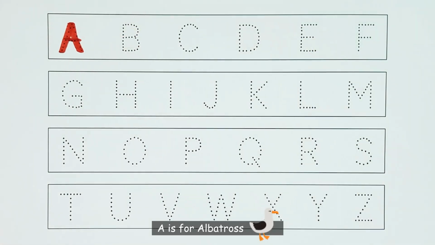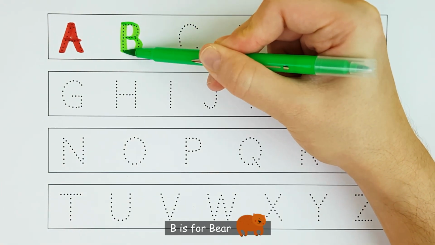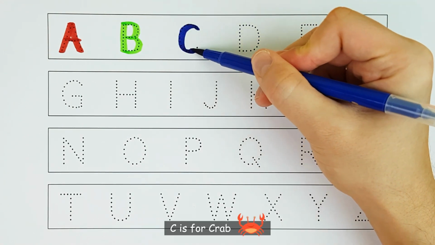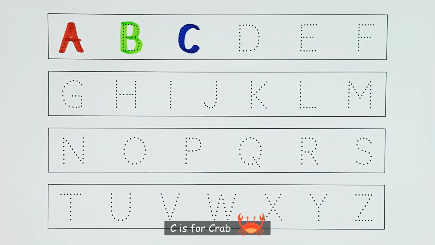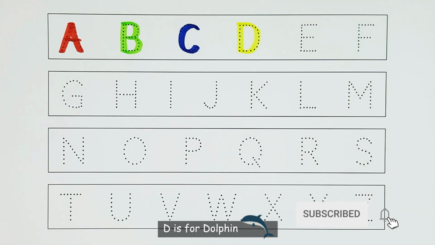A is for albatross. A. B is for bear. B. C is for crab. C. D is for dolphin. D.